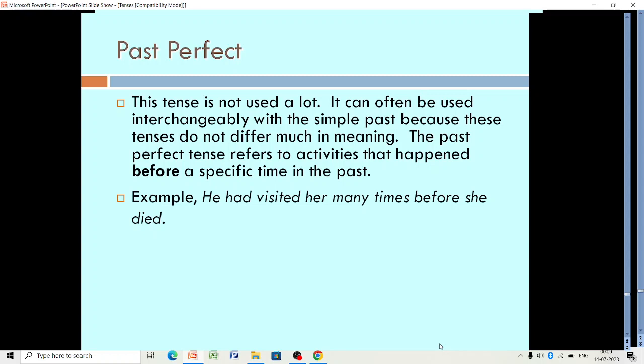So we can say past perfect is used when two actions happened in the past. The earlier action is expressed through past perfect. The later action is expressed through simple past. So the form is had plus past participle.